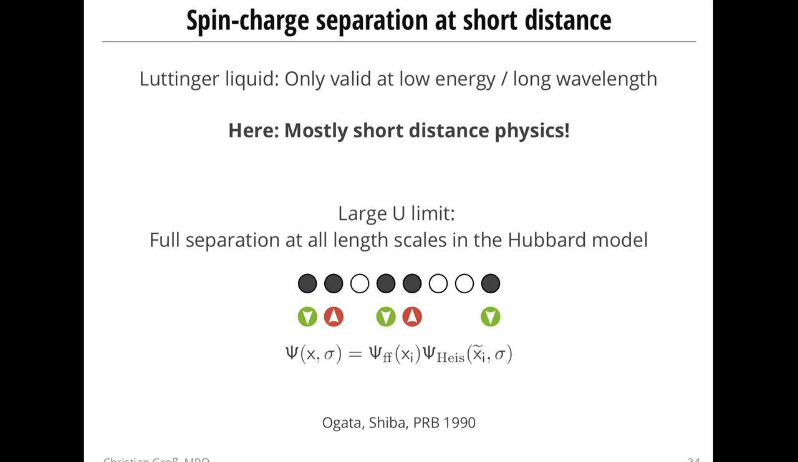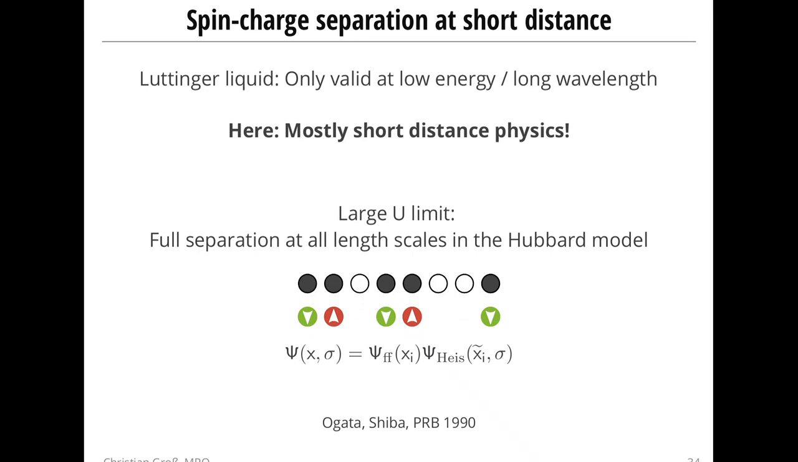And this, at least in the very large U limit. To introduce the slide, I basically started the whole talk with emphasizing some universality of physics in one dimension. But the point is, Luttinger liquid physics in general in 1D is only valid in the very long wavelength, low energy limit. What we tested here was basically correlations at one site, two sites, something like this distance. So this is not really in the realm of the Luttinger liquid.